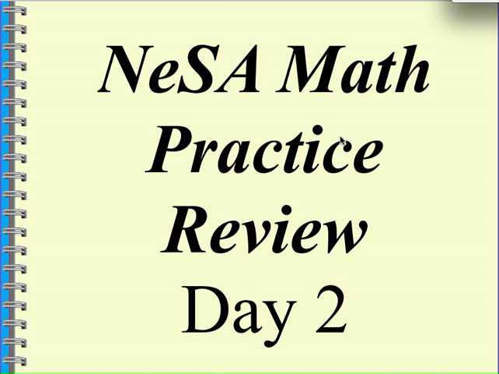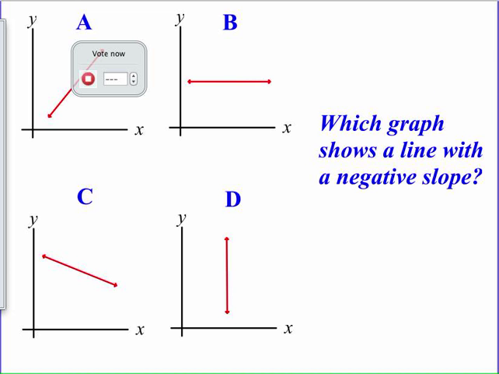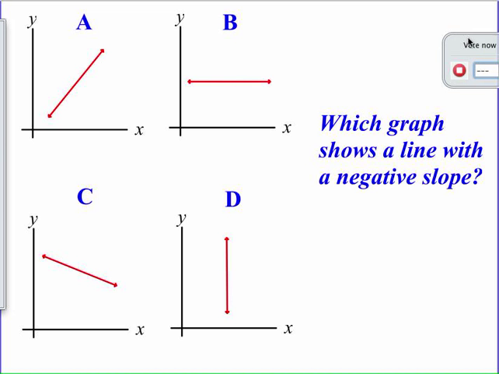Continue on with our NeSA review. First of all, I have a question for you. Which graph shows a line with a negative slope? You've got A, B, C, or D. I just need you to go ahead and tell me which line shows a negative slope.